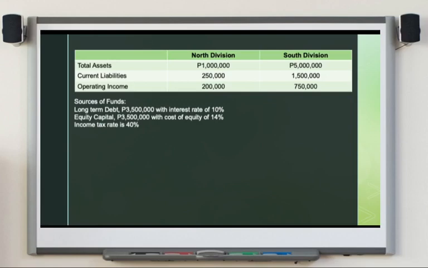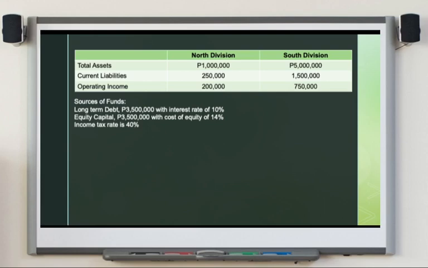So for this illustration, we will be using again the North and South division of a certain company. The total asset invested in North division is 1 million and 5 million for South division. The current liabilities in North is 250,000 while 1,500,000 in South. The operating income for North is 200,000 and 750,000 in South division.